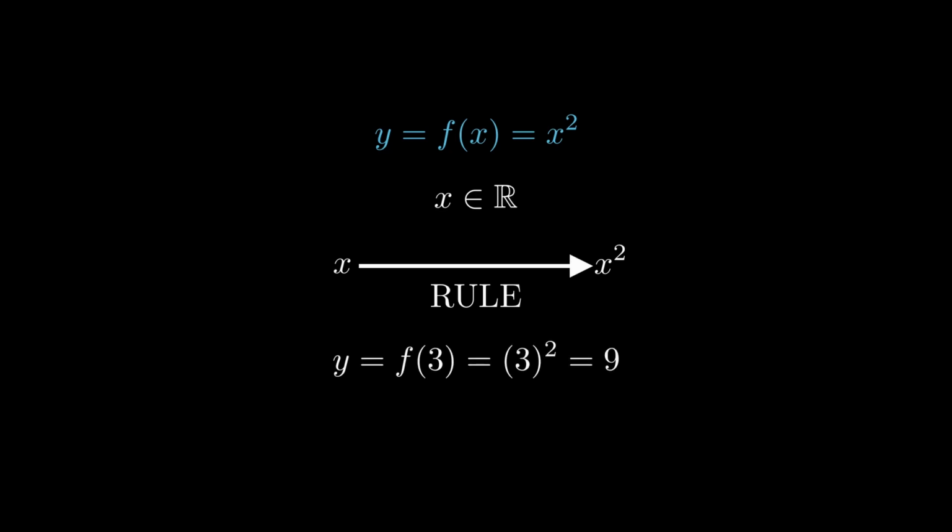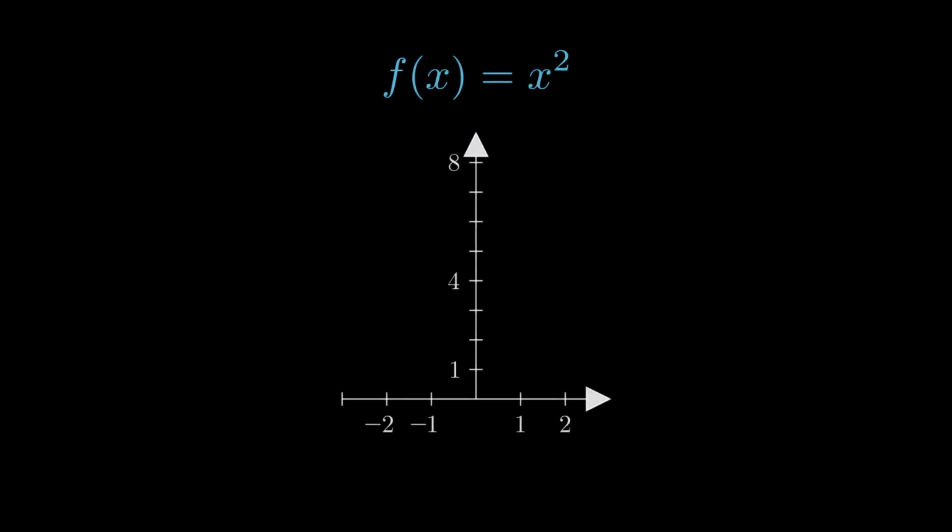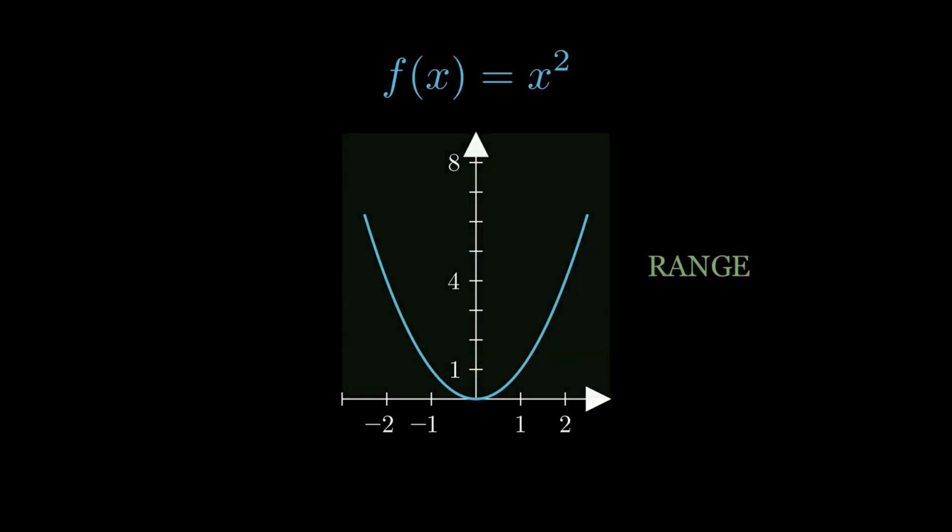We can say that the range of this function is the set of non-negative real numbers. That's because we can never get a negative real number from this function, because the square of any real number is non-negative. We can often graph functions on a Cartesian plane.